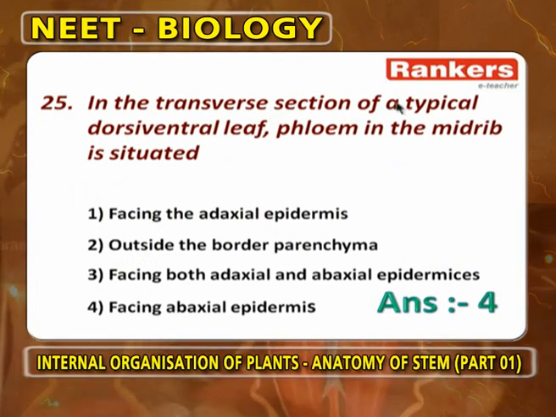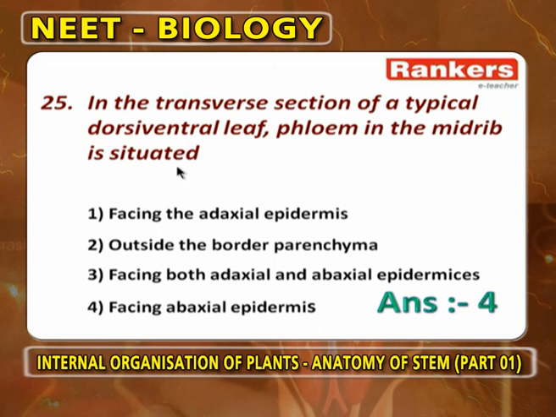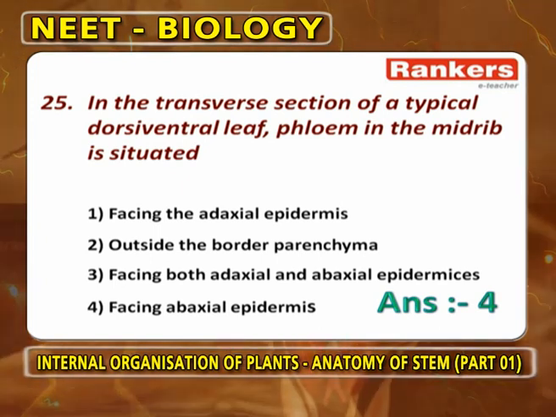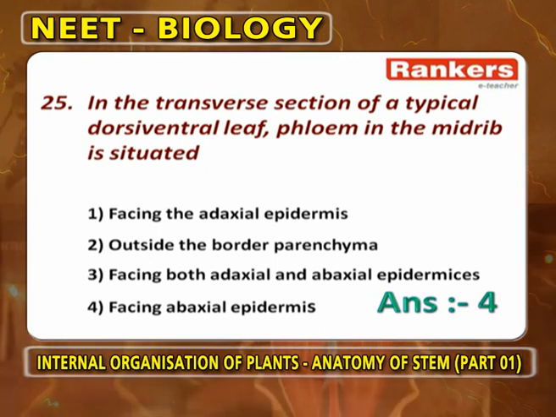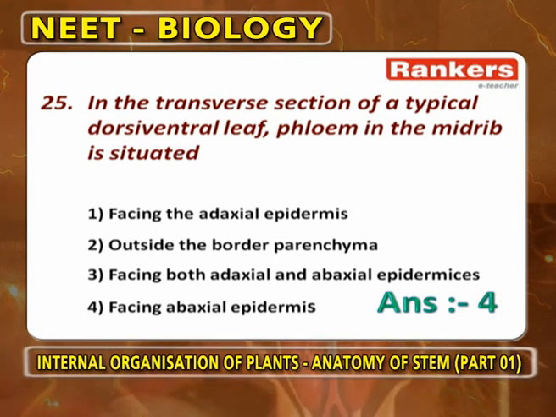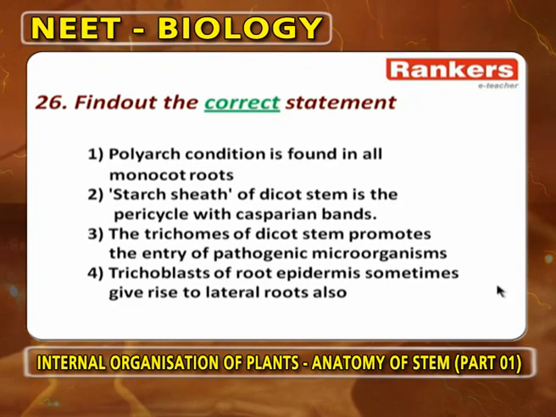In a transverse section of a typical dorsiventral leaf, that is dicot leaf, phloem in the midrib is situated. Phloem in the midrib region, not facing adaxial epidermis, is wrong. Outside the border parenchyma is wrong. Facing both adaxial and abaxial is wrong. Facing abaxial epidermis is correct. Abaxial means lower epidermis. In the vascular bundle of any leaf, xylem is present towards the upper epidermis, adaxial surface. Phloem is present towards the lower surface, that is lower epidermis, abaxial surface. So answer is facing abaxial epidermis.